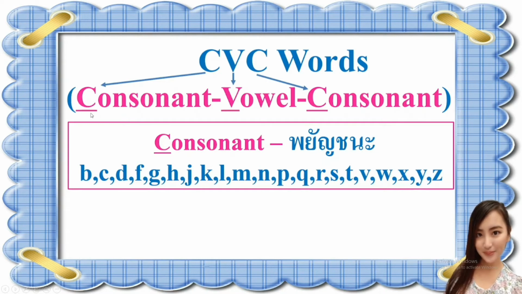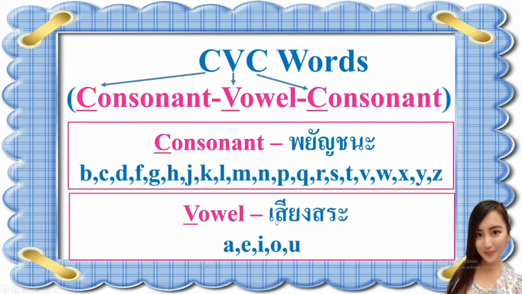So first one is consonant. Next we have vowel. So we have five letters, vowels in the English alphabet. We have letter A, E, I, O, U. These are the vowels in the English alphabet. So consonant, vowel, consonant. That's what you mean by CVC words.